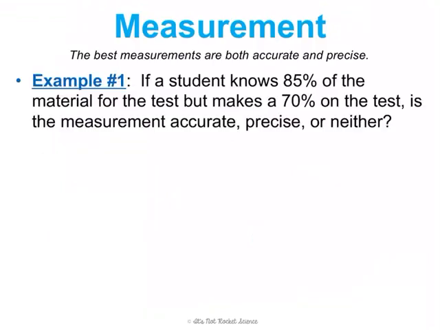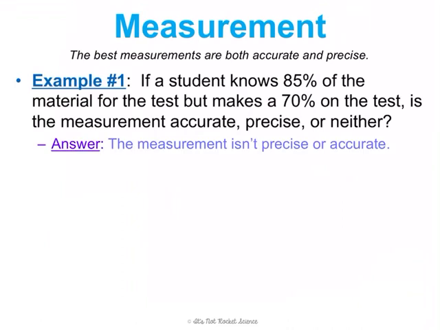All right, so let's talk through this example. If a student knows 85% of the material for a test, but makes a 70% on the test, is this measurement accurate, precise, or neither? So it's not precise or accurate.